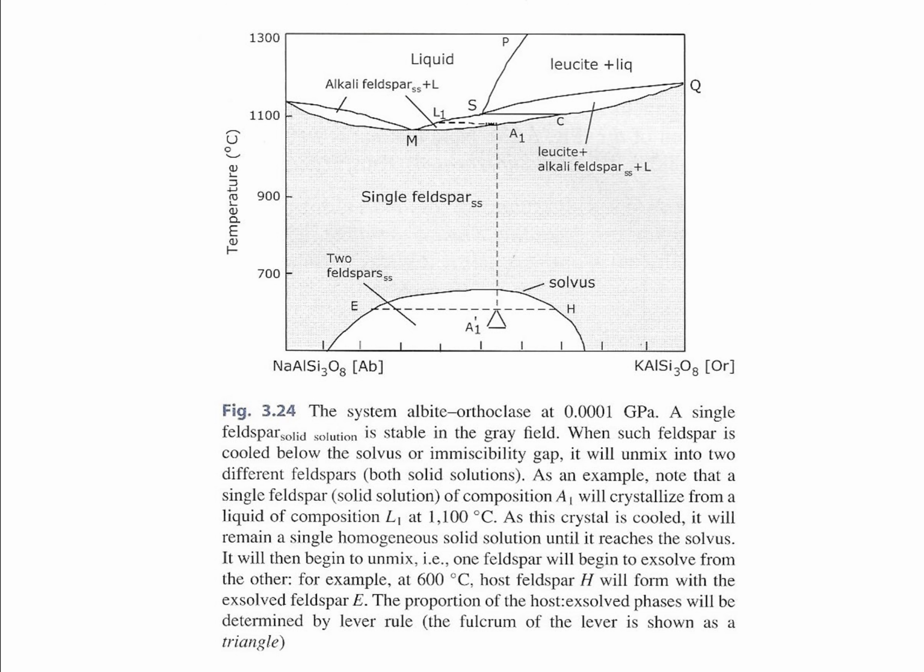And here on the right hand and on the left hand we have two melt bananas. Here we have the melt banana for the alkali feldspars, and here we have Leucite plus liquid, and here we have Leucite plus feldspar plus liquid.